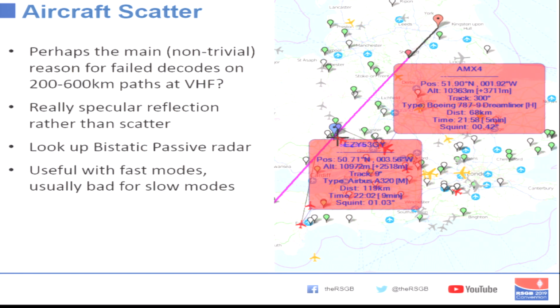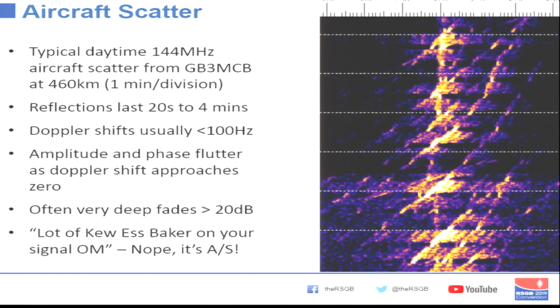Aircraft reflection is really not scatter, it's really specular reflection, I think it would be fair to say. If you look at the papers on bistatic passive radar, you're probably getting all sorts of watch lists, but there's a lot of information in there. In general, aircraft scatter doesn't last very long, so we use fast modes on there, but in a slow mode, it tends to mess things up.